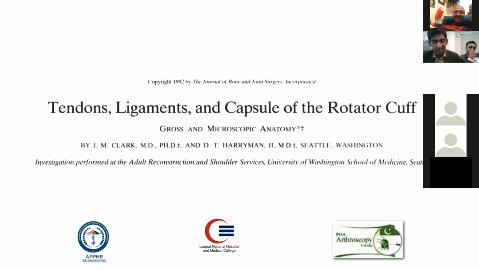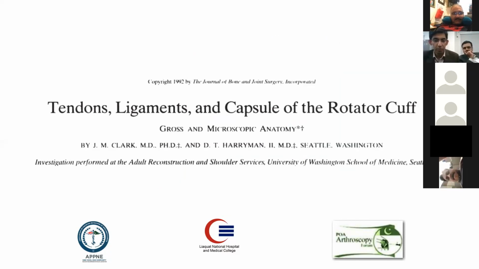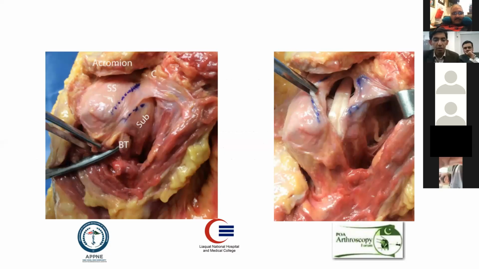It actually tells us how the tendons, ligaments, and capsules of the rotator cuff are arranged onto the proximal part of the humerus. And this article was actually written in 1992. So far, in the literature that I have read, I found it to be a very state-of-the-art paper in order to understand the anatomy of the shoulder. So how does the anatomy actually converge onto the humerus?